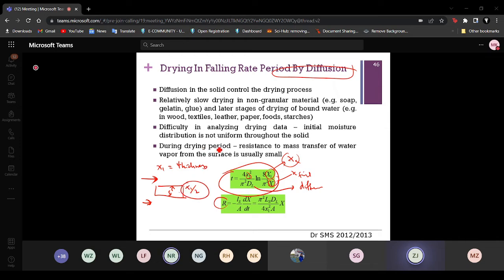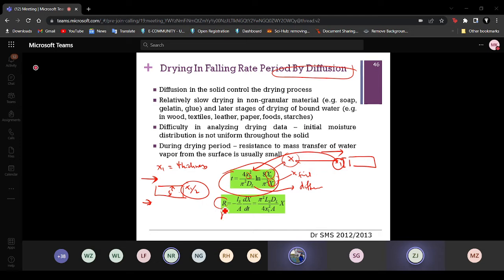In the case that only the top surface is exposed to the hot air, or only the bottom surface, only one side exposed, you have to take the whole thickness value as your x1. Right? So you need to take care of this definition.